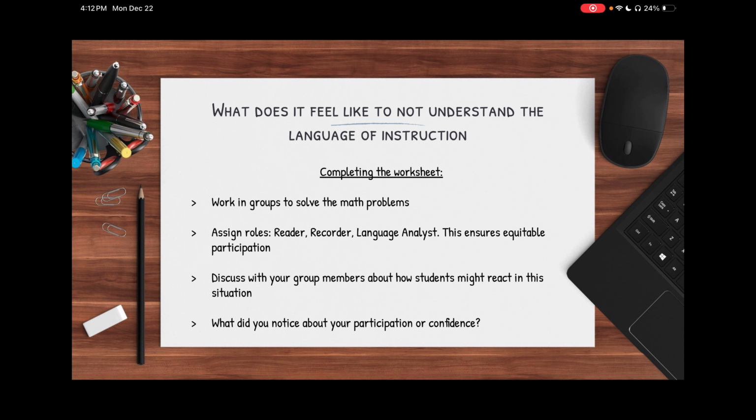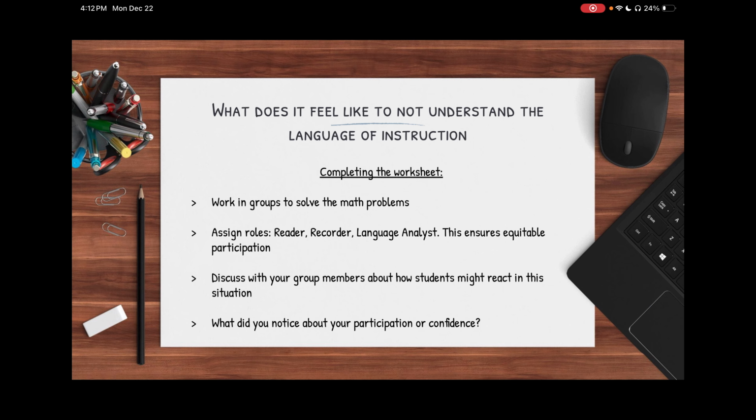So, what does it feel like to not understand the language of instruction? And for this, I have a worksheet that I will be giving you guys. And this is so that we can really understand and mimic what it's like to be an English learner in this class. So, you're going to work in groups to solve these math problems. And ideally, this is in groups of 3 to 4, and you will assign roles to each other. One could be a reader, another could be a recorder, and have someone be a language analyst. And this makes sure that everyone has equal participation in this group.